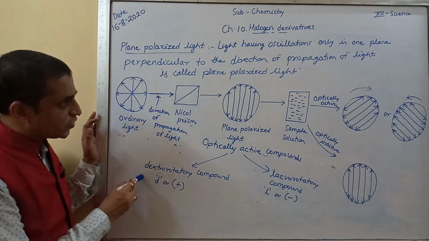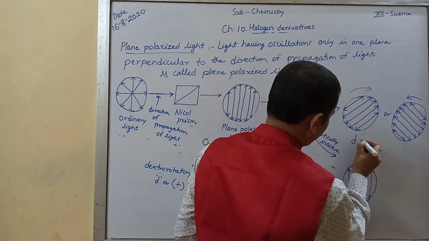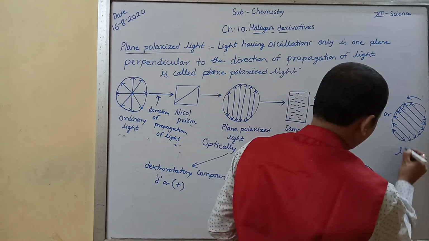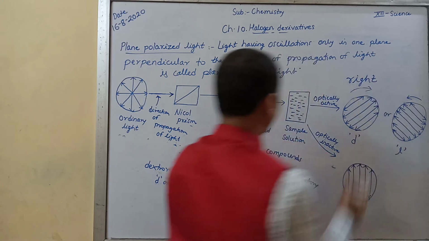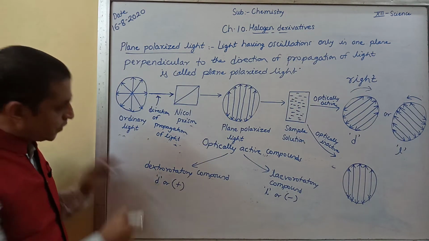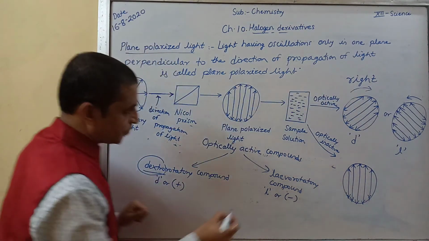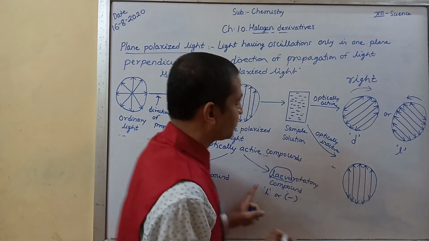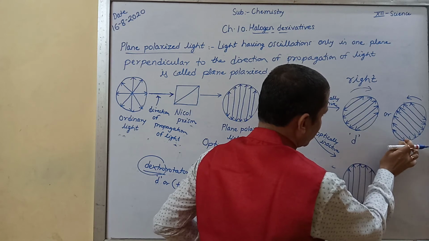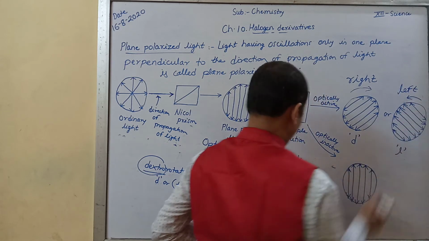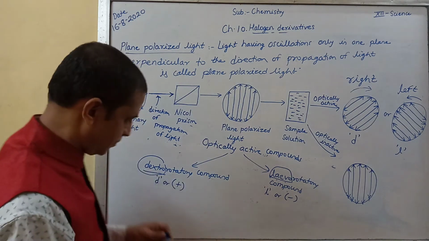See, dextrorotatory compounds are those compounds which rotate the plane of plane polarized light towards right. And you remember the meaning of the word dextro is what? Right. Similarly, come to levo. Levo means what? Left. So the compounds which rotate the plane of plane polarized light towards left are called levorotatory compounds. They are shown by L or minus sign.